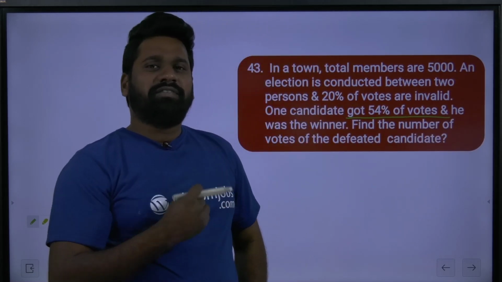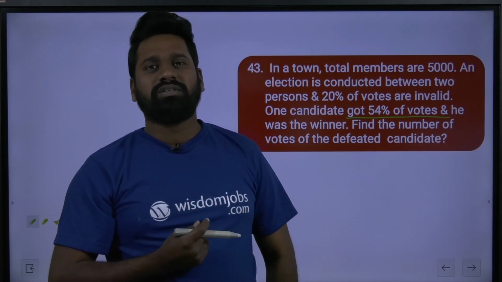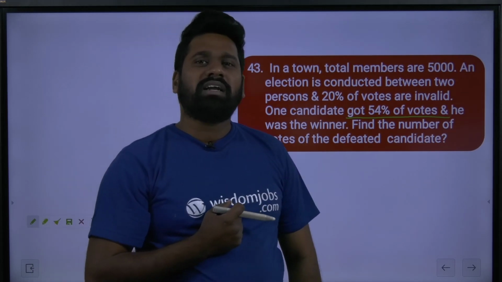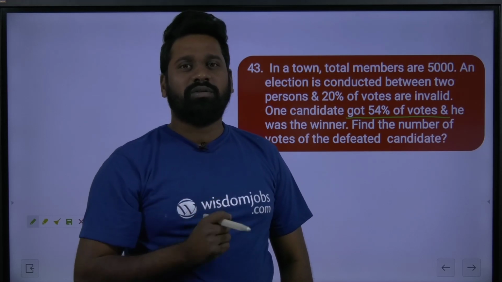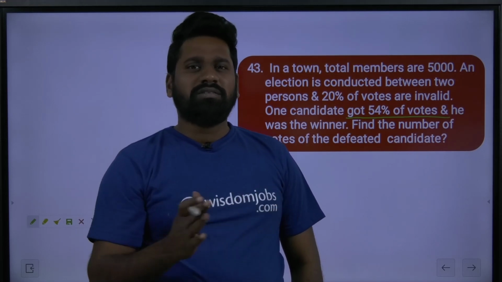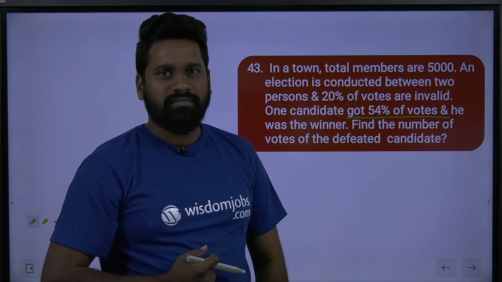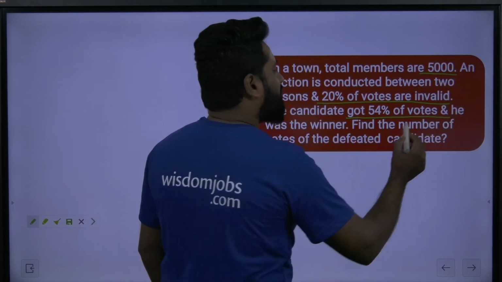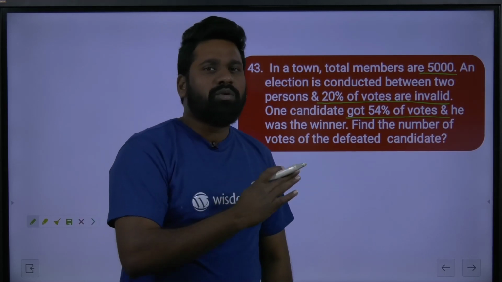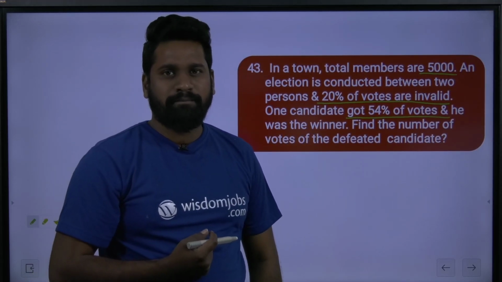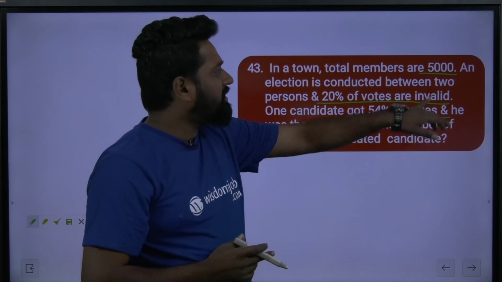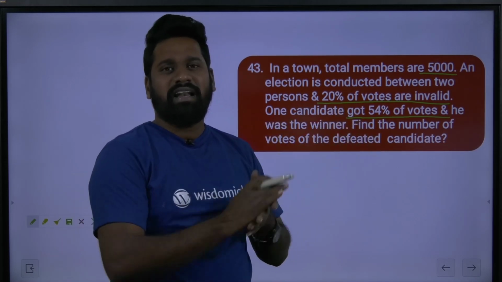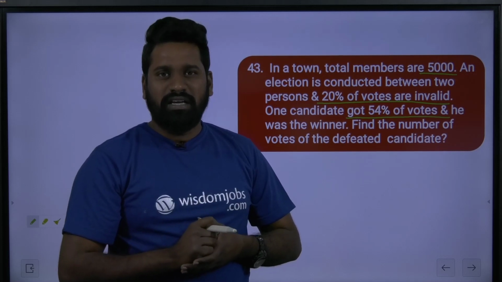A person wins or loses based on the votes gained by that person. And one more thing is, while counting the votes, always you can take the valid number of votes, only valid votes you can count. Is it clear? Invalid votes you never count for those persons. So out of 5,000, it is clearly mentioned that 20% of the votes are invalid. That means no need to take those votes while counting. Only 80% of this 5,000 we have to take into consideration, because 20% are invalid. Those are not counted while counting the votes.